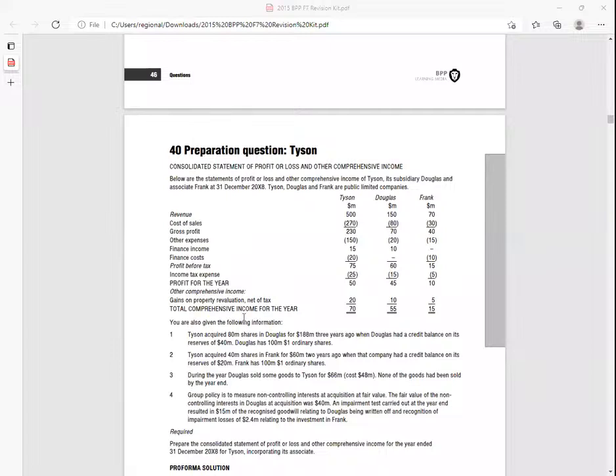And then we have total comprehensive income, which is the summation of what here? The summation of this profit for the year and the OCI, like that. I just wanted to bring that to your attention. OCI is not a big thing as people think.